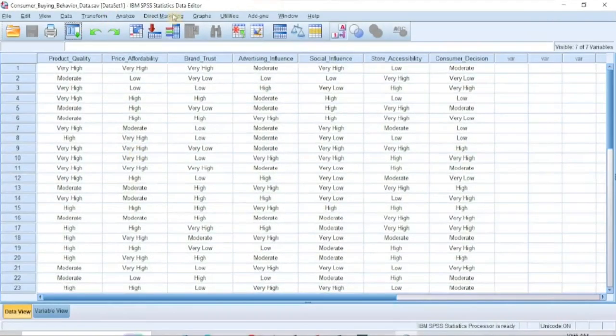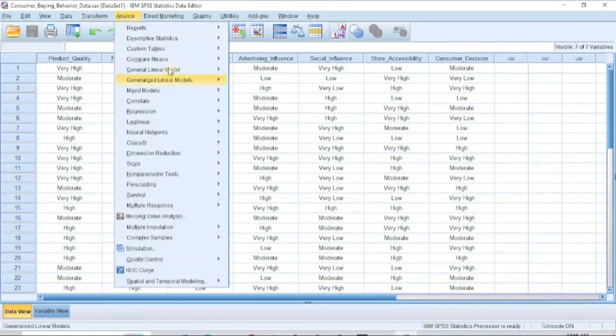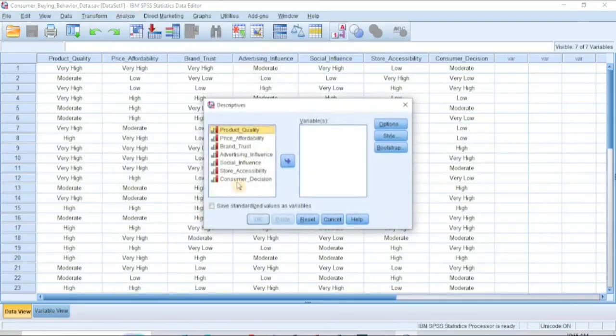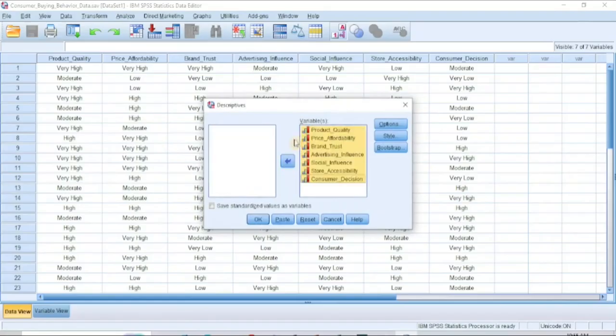Go to the menu bar and click Analyze. Scroll down to Descriptive Statistics and click on Descriptives. Select all the variables from the box at the left and use the transfer arrow key to move them to the variables box at the right. Click Options to open the Options dialog box.